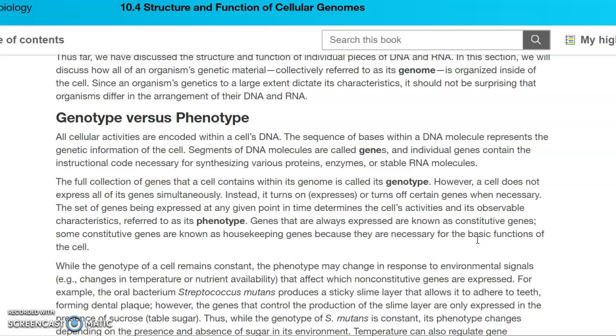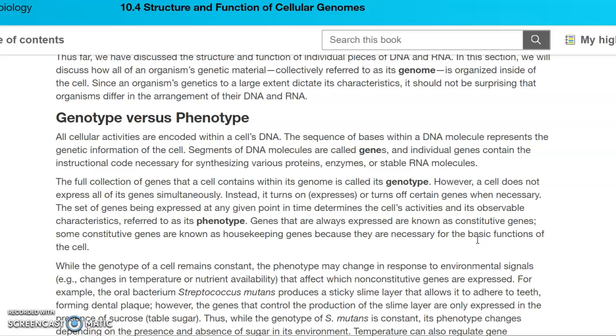Certain genes can be turned on, or expressed, or turned off as necessary. The set of genes that are turned on at any given time, and that provide for an organism's characteristics that we can observe, is called its phenotype. So the genotype refers to its actual genes, its genetic makeup, that sequence of A's, T's, G's, and C's. And then the phenotype is what it looks like.